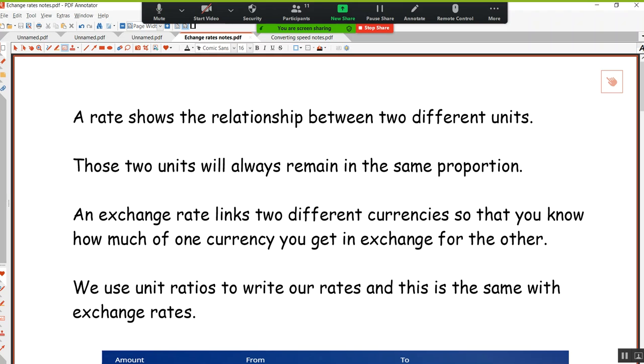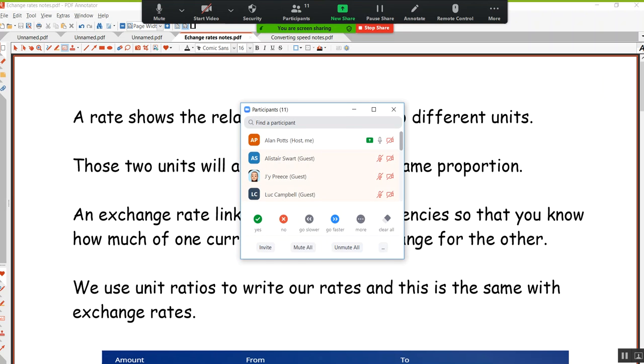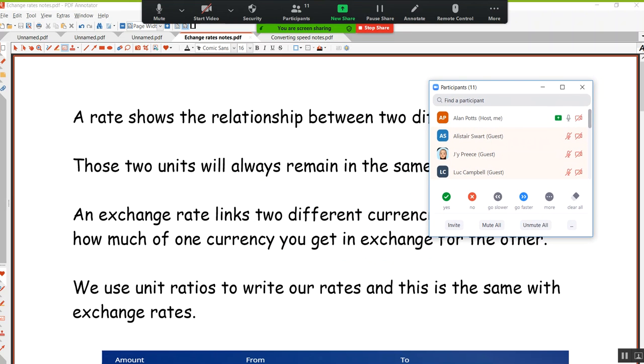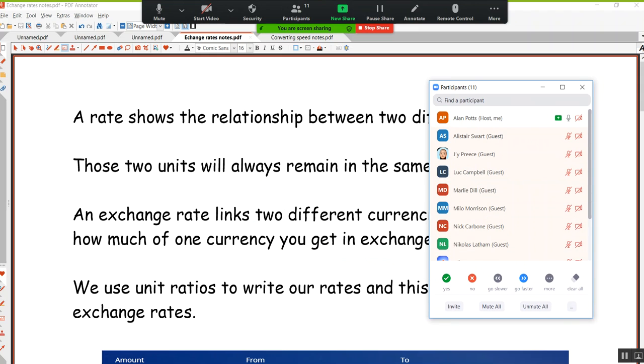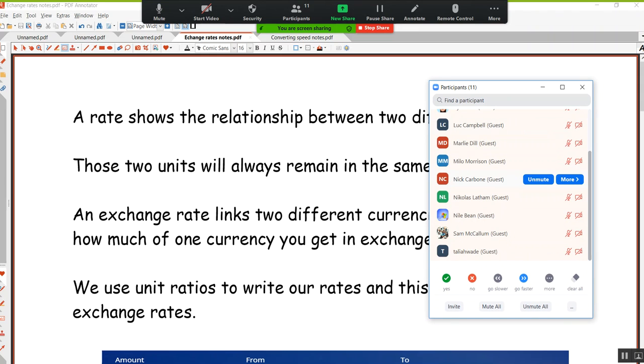So I've got, again, a rate shows the relationship between two different units. Jai got this one last time, so someone else this time. What were the two different units or measures that we were comparing when we were working out speed? Anyone?